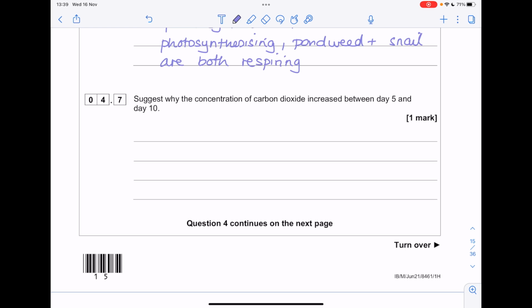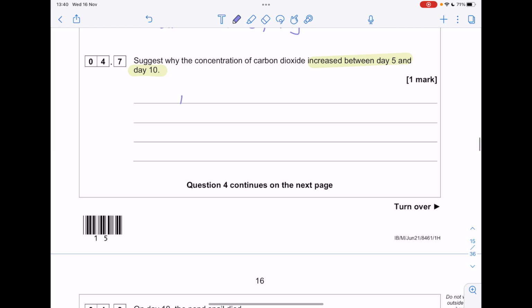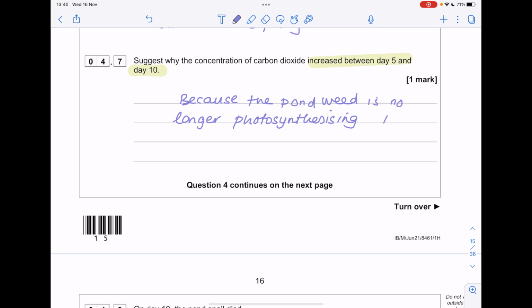Suggest why the concentration of carbon dioxide increased between day 5 and day 10. So here, mention this because the pondweed is no longer photosynthesizing, but both the pondweed and snail are still respiring.